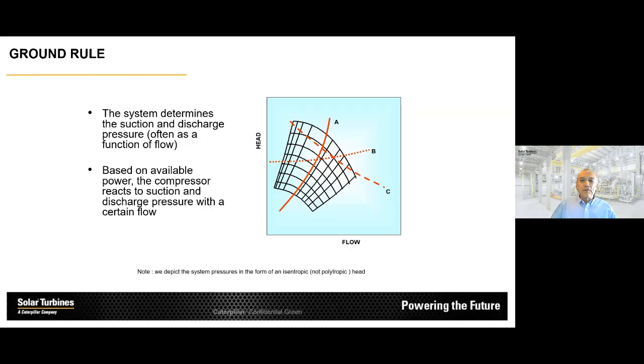Now, you may ask yourself, okay, so I have this nice map, but where is the compressor actually operating? What dictates where the compressor operates? And that is really your system. The piping outside of the compressor dictates that. So the system around the compressor dictates the suction and the discharge pressure. And then I can, for example, control the compressor by giving it more power or changing its speed. And then the compressor will react to that system suction and discharge pressure with a certain amount of flow. And that, for example, means if you have multiple machines running from the same header, they will all see the same suction and discharge pressure.